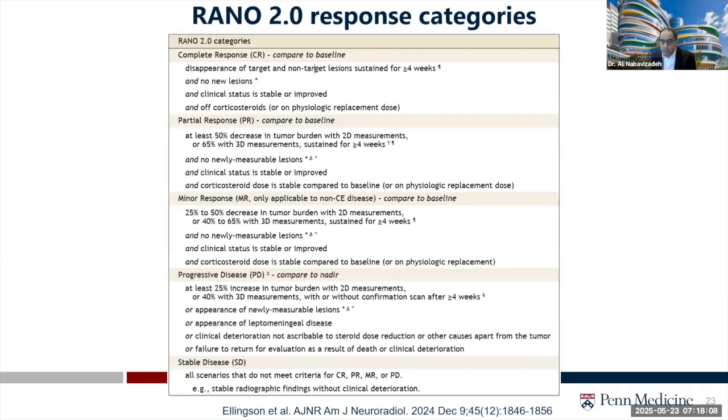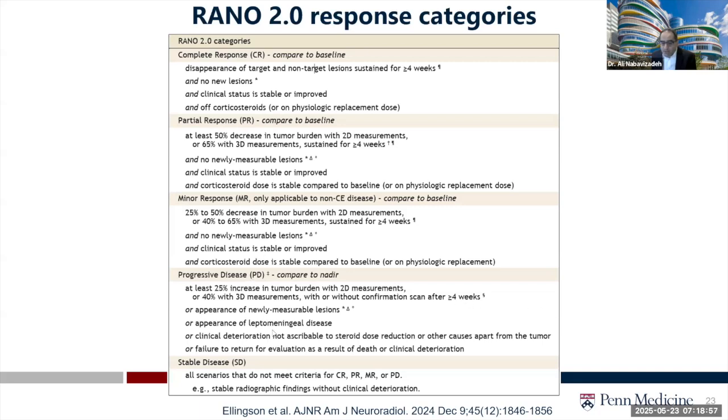And so in terms of RANO 2.0 response categories, we have 5 response categories. A complete response, when we have disappearance of all the target and non-target lesions. Partial response, if you have at least 50% decrease on 2D and 65% decrease on 3D. And also minor response, which only applies to non-contrast enhancing disease, and that has 25 to 50% decrease on 2D, 40 to 65% on 3D. And progressive disease, which is 25% increase on 2D, 40% increase on 3D, noting that this needs to be confirmed with a follow-up scan after 4 weeks if you are within the 12 weeks after radiation.